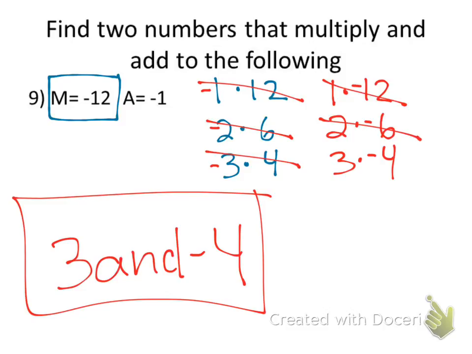2 times -6 is -12. All of these give us -12. That's why they're on the list in the first place. So I first made all the possible options for the M number, and then I just saw which one gave me the A number.